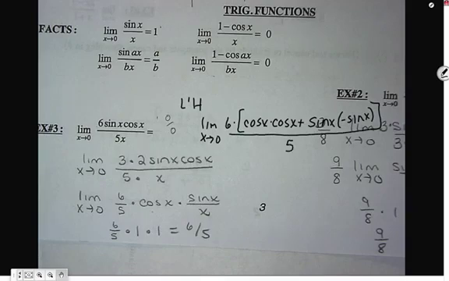And then once you get that, because we could use L'Hopital's rule because of the 0 over 0, now I can put in 0. These are going to be zeros. Cosine of 0 is 1, so I'll get 6/5. Okay, so that's a case where you can use L'Hopital's rule.